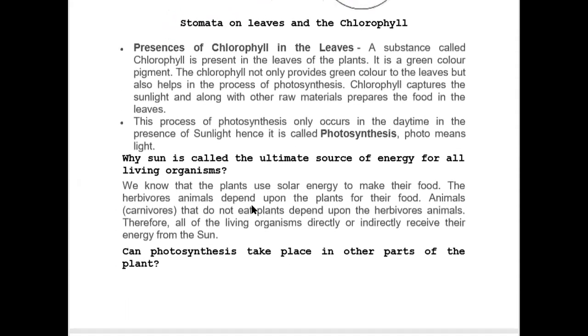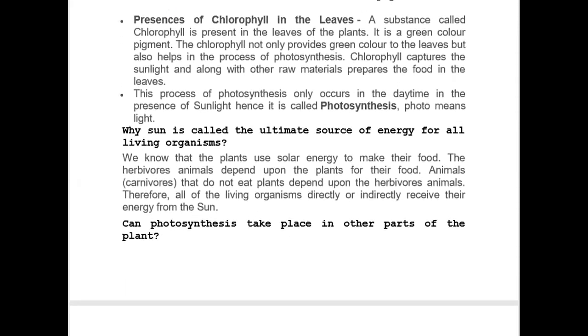Presence of chlorophyll in the leaves. A substance called chlorophyll is present in the leaves of the plant. You already know this. It is green color pigment. So kids, it is actually a pigment which gives green color to the leaf.